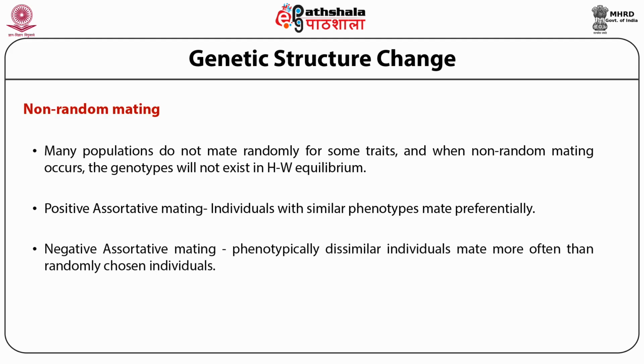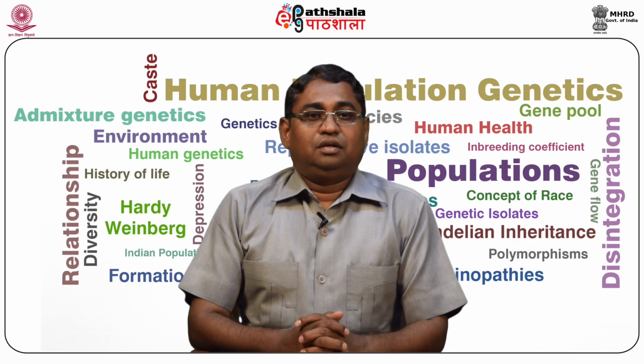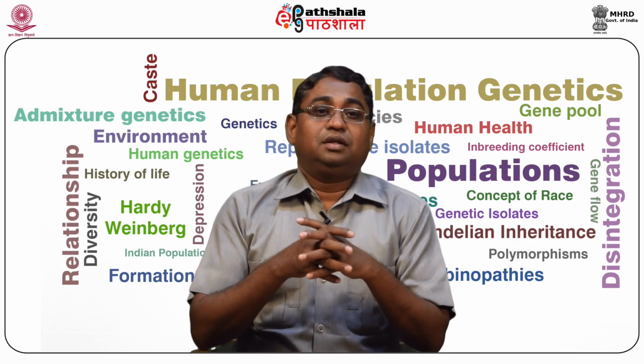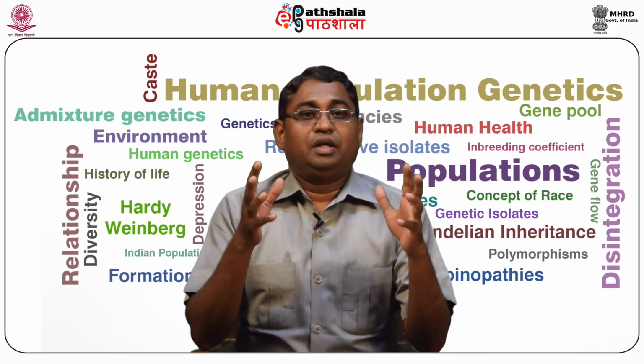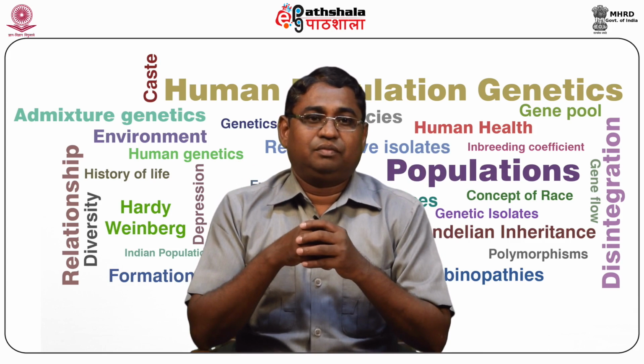In negative assortative mating, phenotypically dissimilar individuals mate more often than randomly chosen individuals. Neither affects the allele frequencies, but both may affect the genotypic frequencies if the traits are genetically determined. So dear students, now let's come to know the importance of population structure and dynamics.